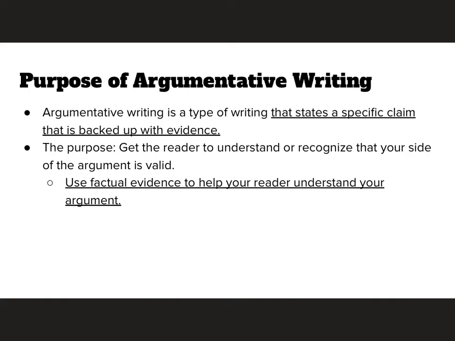So argumentative writing is a type of writing that states a specific claim that is backed up by evidence. So it's got both a claim and evidence. The purpose is to get your reader to understand or recognize that your side of the argument is valid. To do this, you use factual evidence to help your reader understand your argument. Now, I want you to see that we are getting them to understand or recognize that your side is valid. You are just trying to get your audience to recognize or understand your perspective.